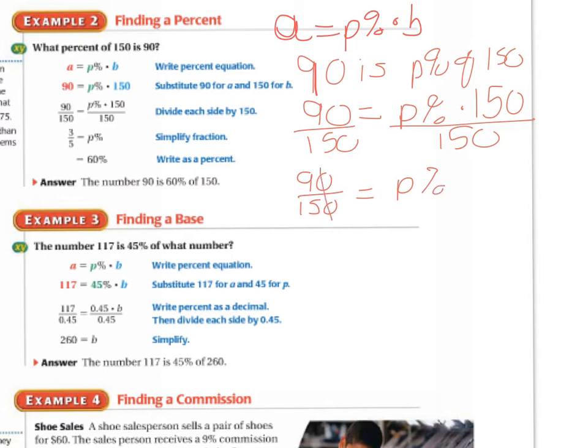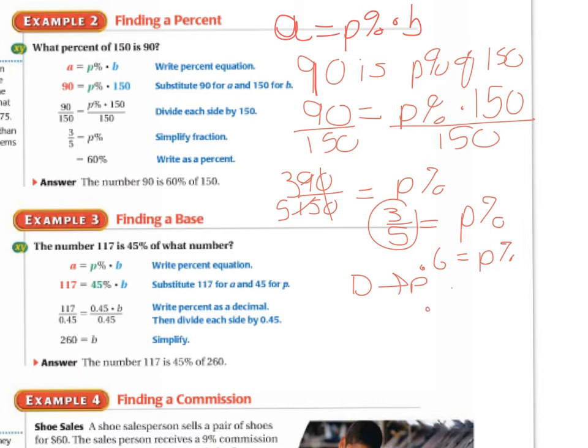So you'd simplify this, and then you would simplify 9 over 15 by dividing both by 3. You get 3 over 5. So we have 3 over 5 equals P percent, and we'd have to change 3 over 5 to a decimal. It equals 0.6. And then we have to switch that decimal to be a percent, because they want our answer as a percent. So I'm going from decimal to percent, so I'd have to move 2 places to the right, and 60% would be my answer.